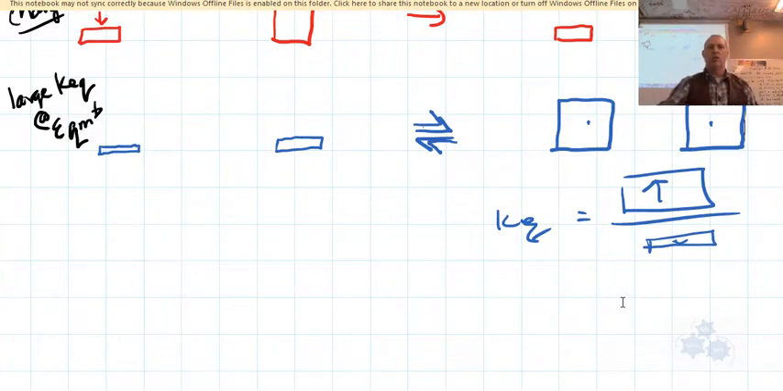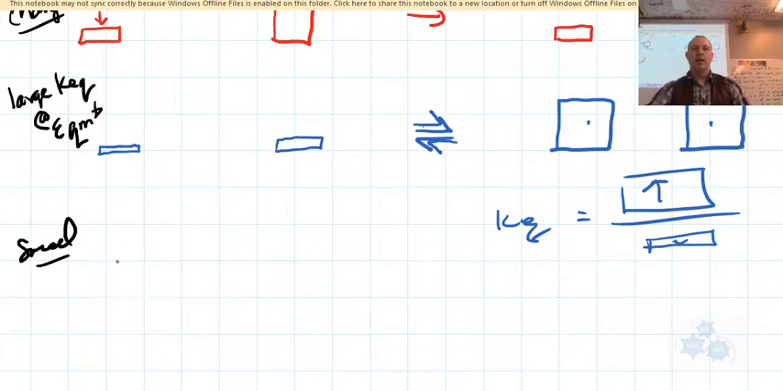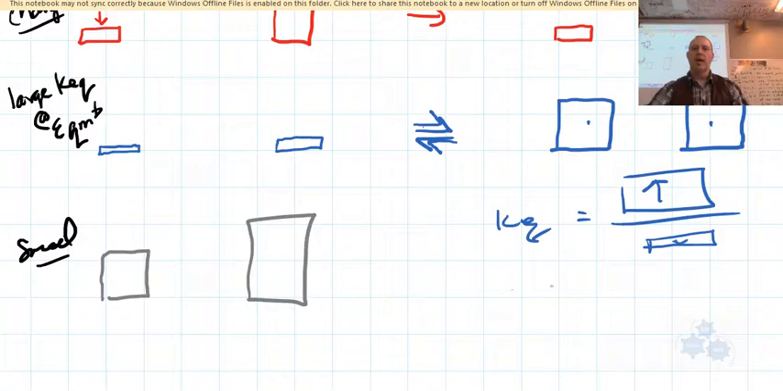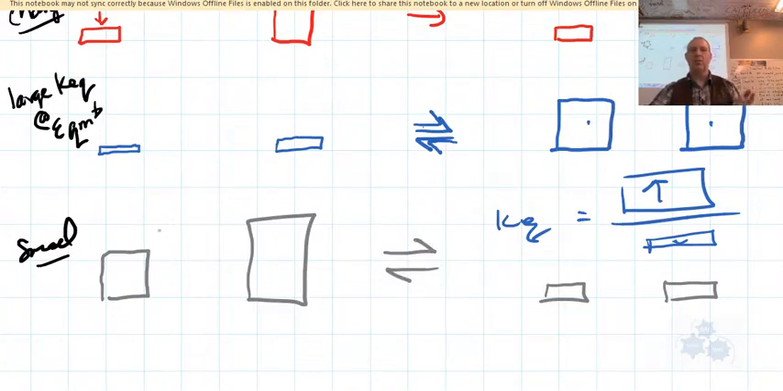Okay? So a small KEQ would look something like this. And we'll try and use just a bit of a different color here. So we have A, we have B, and then we have a little bit of C and D have begun to be created. But boom, equilibrium is already being established. It's already established, and we still have lots of unreacted A and unreacted B existing in solution. This would be a small KEQ.